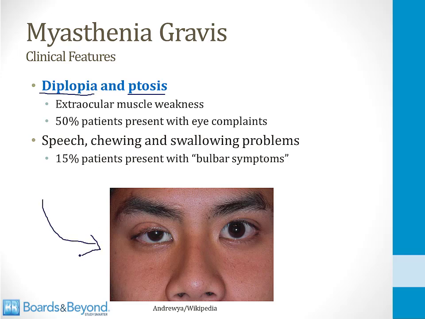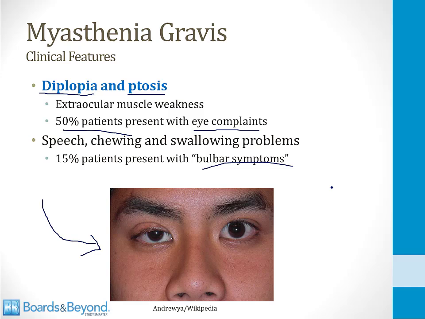The eye muscles are very small and they are very vulnerable to blockade of just a small amount of nicotinic receptors, and 50% of patients who present with myasthenia gravis present with complaints of blurry vision or a drooping eyelid. You can also sometimes see speech, chewing, or swallowing problems. These are bulbar symptoms related to the cranial nerves in the brainstem. Those nerves also innervate relatively small muscles in the jaw and neck, and therefore many patients present with these type of complaints.